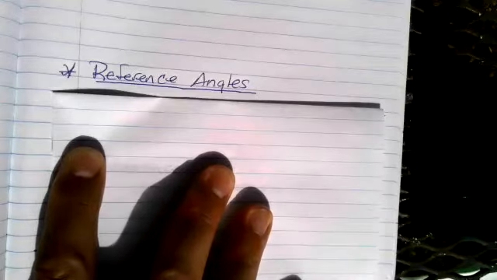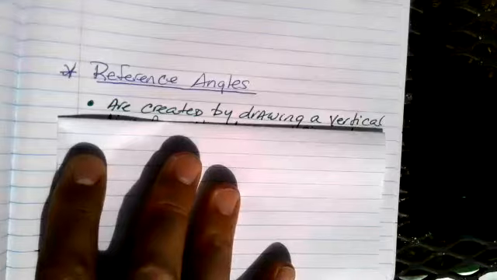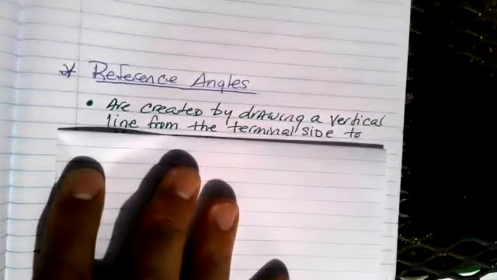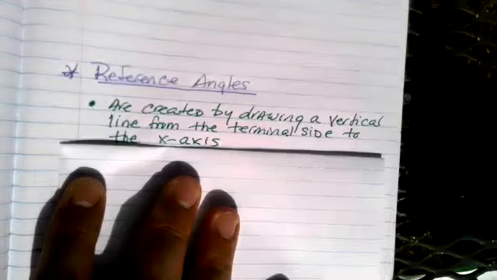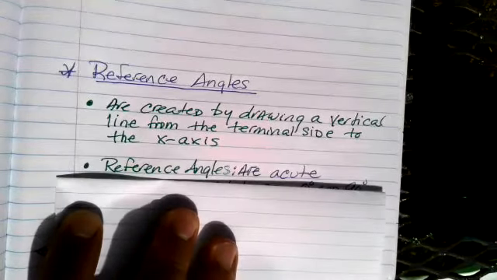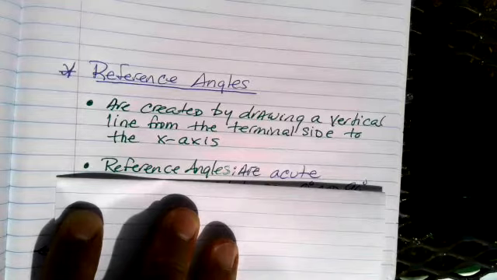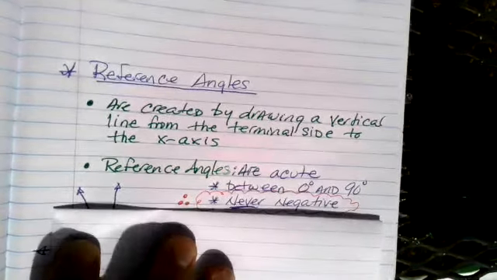We'll look at reference angles here. Reference angles are created by drawing a vertical line from the terminal side of theta to the x-axis. And reference angles are always acute. Acute angles mean between 0 and 90 degrees. Therefore, they're never negative.